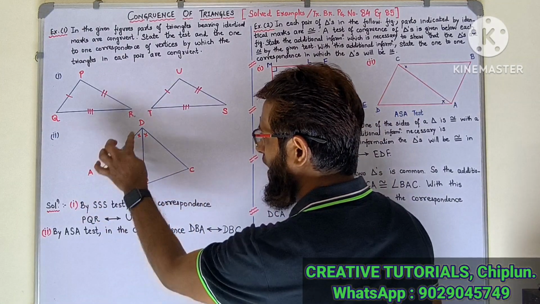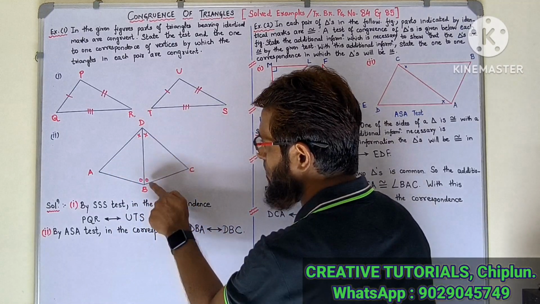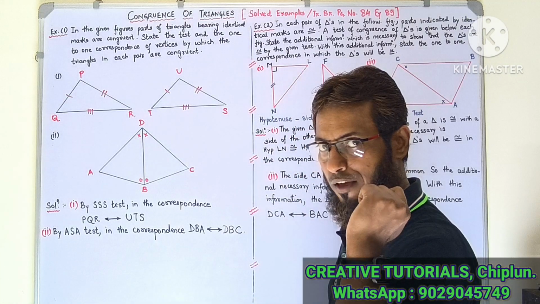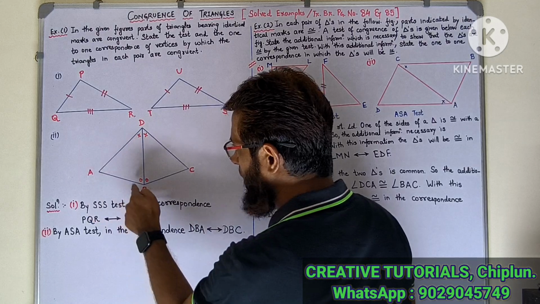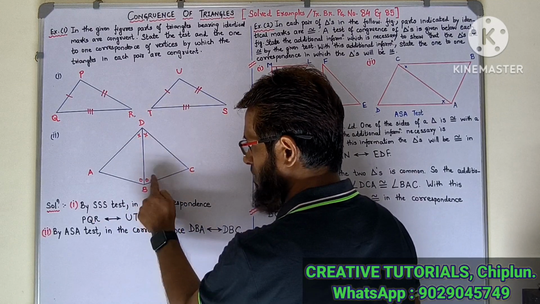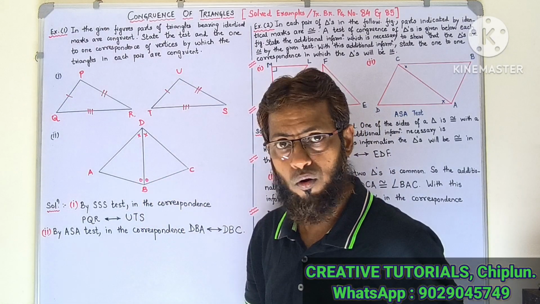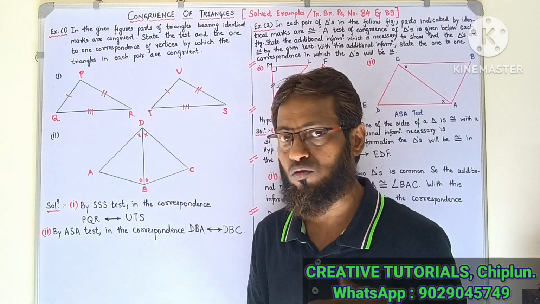Okay, angle ADB is congruent to angle CDB, right? So these two angles are congruent. One pair of angles we have got congruent now. The second one is this one. Angle ABD is congruent to angle CBD, right? Because they are given to us with identical marks. That is, these two angles are congruent. Correct? So we have got two pairs of corresponding angles as congruent.